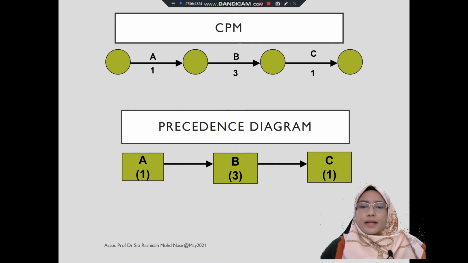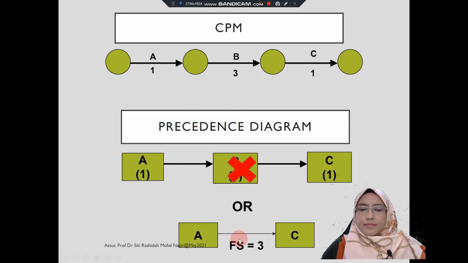In precedence diagram, besides having to draw the network this way, you can also draw the network this way, where activity B can be eliminated and introduced by the relationship of finish to start 3 days.